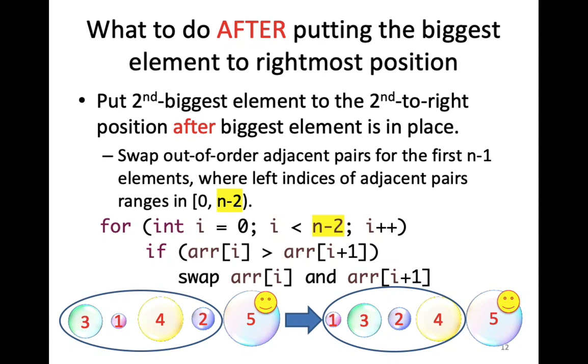The code is shown as follows. It is very similar to the code to put the biggest element to proper position. The only difference is the immediate unreachable upper boundary of the left indices of adjacent pairs is changed from n-1 to n-2, since we check one fewer pair of adjacent elements. After we run the code in this slide, two biggest elements are put in proper positions. See the smiley faces on 4 and 5? That means both elements are in proper positions already.